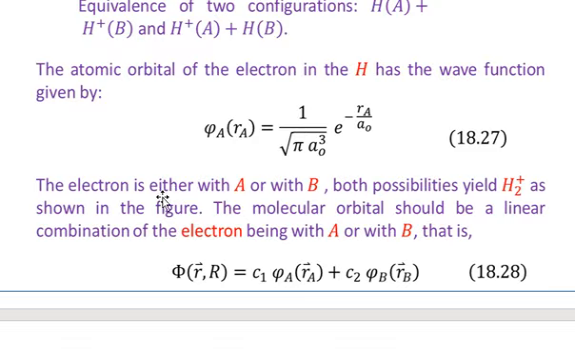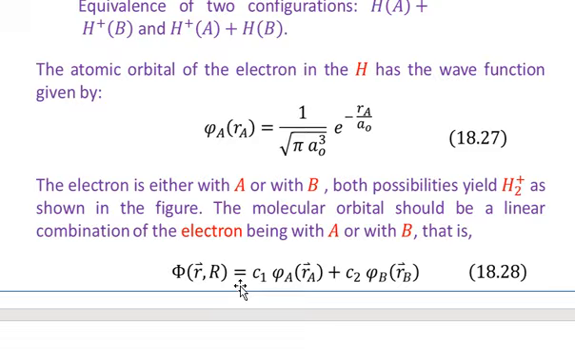The electron is either with A or with B. As we have discussed earlier, both possibilities yield the H2 singly ionized molecule, as shown in the figure above. The molecular orbital should be a linear combination of the electron being with A or with B. That is, here I am writing down the total wave function of the problem as a superposition, or a linear combination, of two possibilities.